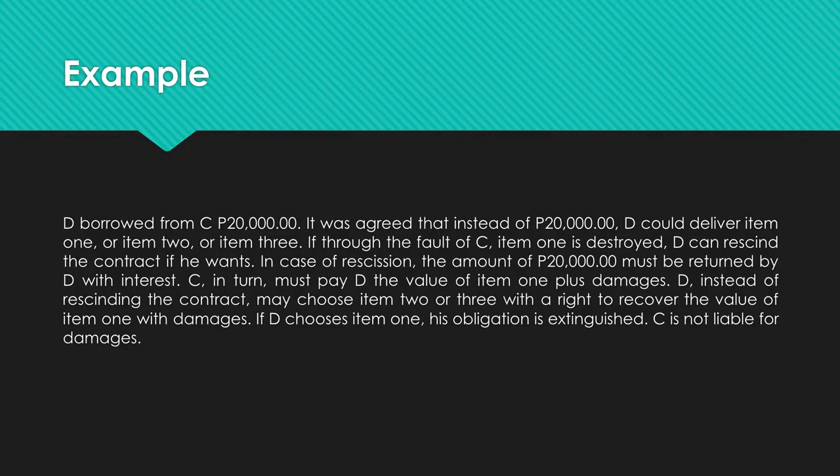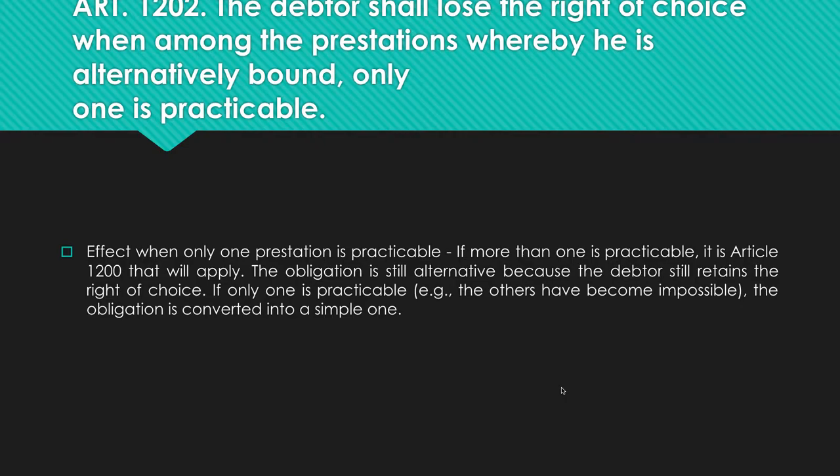Okay? Kung pinili ni D is item 2 or 3, may damages na pwedeng i-claim si D from C. Dahil si C ang nakasira ng item 1. Tapos sabihin ni D, ay hindi ko pa naman choice yun na ibigay or i-comply sa obligation. Ang choice ko pa naman ay 2 and 3. So ito yung 3. Bibigay ko yung 3 pero bayaran mo ko sa item 1. Dahil ikaw yung nakasira nun. That's what this is. And this is an example, okay, under Article 1202.